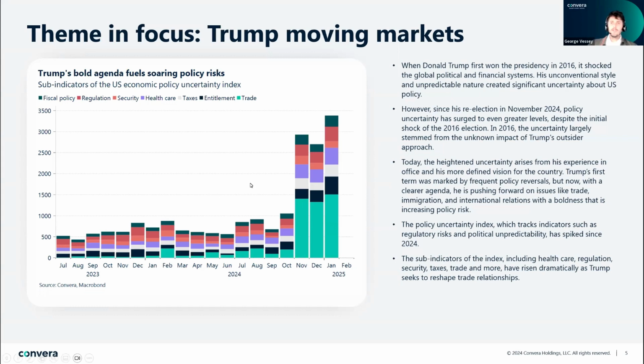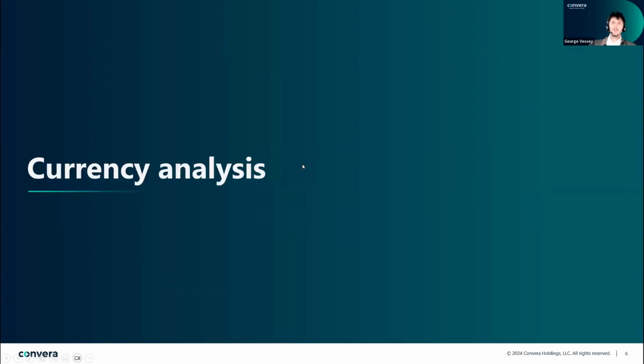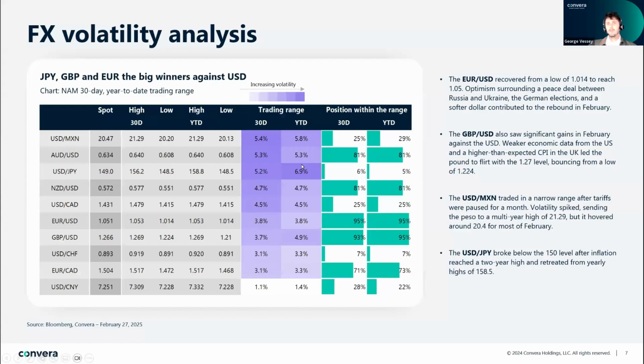So what are the currency implications that we've seen year to date and in February? Well, as I mentioned at the start, most G10 currencies are actually up against the US dollar year to date, but it was the pound, the euro, and the Japanese yen that were the biggest winners in February. The dollar-yen exchange rate has experienced the widest trading range year to date, of almost 7%, retreating from the yearly highs around 158 in January to 5-month lows of 148 last month.